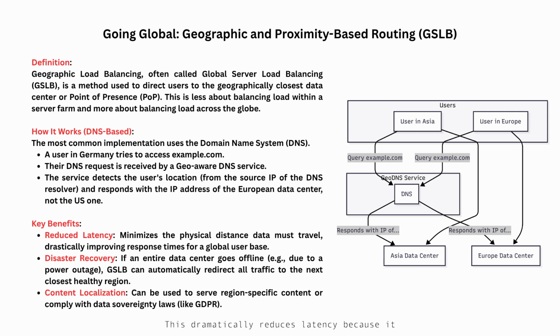This dramatically reduces latency because it shortens the round trip time for each single packet. This is also a cornerstone for any robust disaster recovery strategy. If your entire North American data center is hit by a hurricane, the GSLB can detect that failure and automatically start resolving your domain name to the IP address of your European data center, keeping your service online for all the users. It's the key technology that allows applications to have a truly global, high-performance and resilient footprint.